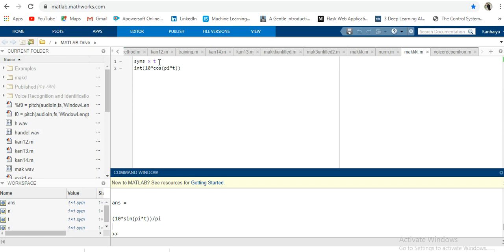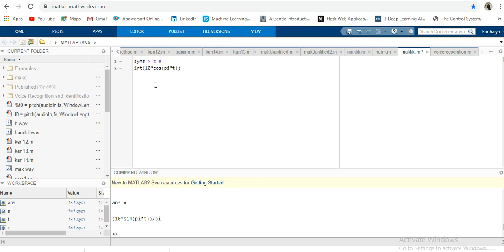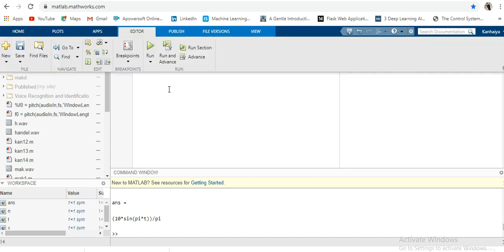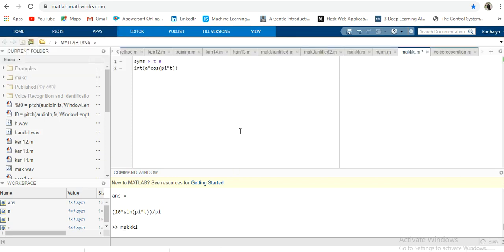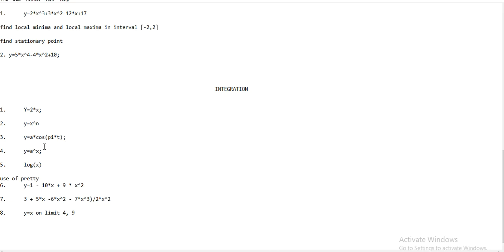Now suppose we do not define a, then what is it giving? You guys will become confused, that's why I removed that one. Let's try with a also. Let's see what it is giving. Yes, that's correct also: a sin pi t upon pi. It's the correct answer. Let's move on to the next one.